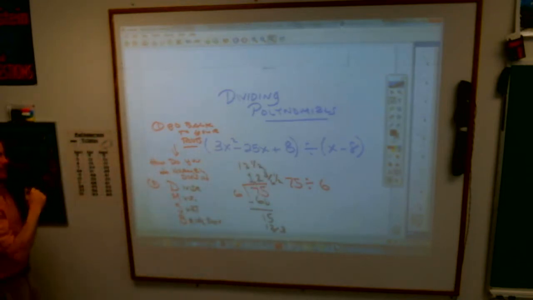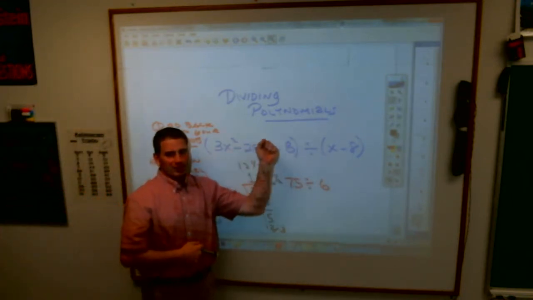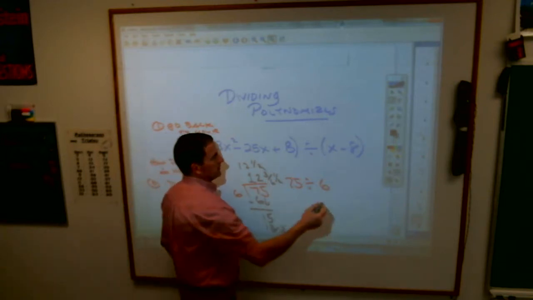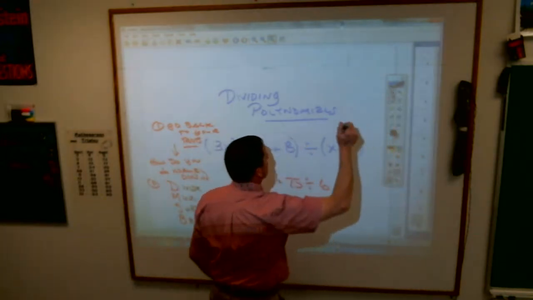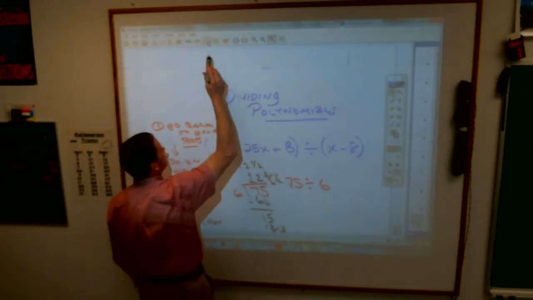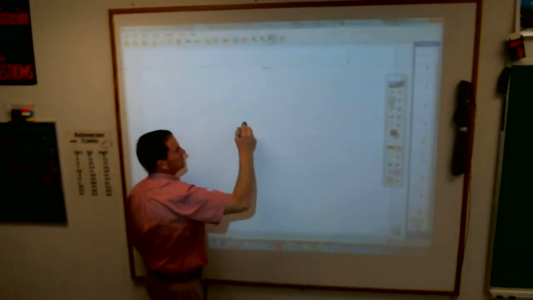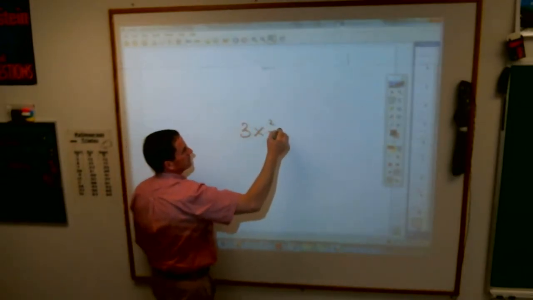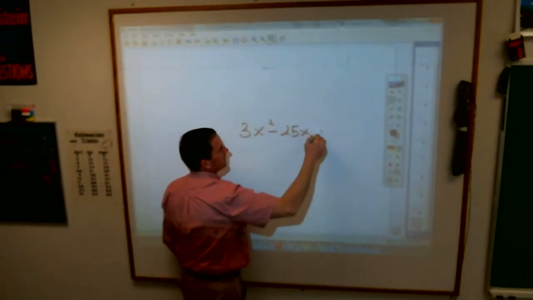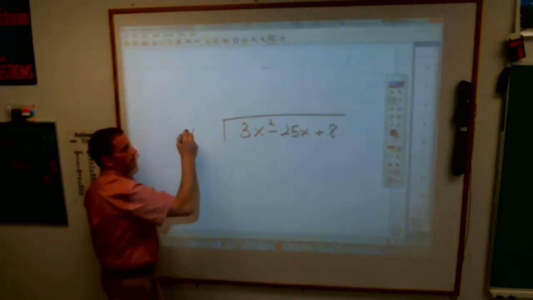Okay, so here you go. You have to take that knowledge, and we're going to do the exact same thing with this. Take a look here. I'm going to start on a whole fresh page. Somebody tell me what that was again. Just 3x squared minus 25x plus 8, and I'm just going to do it like this right away, divided by x minus 8.